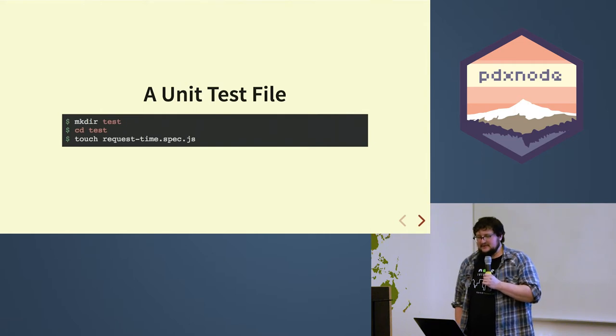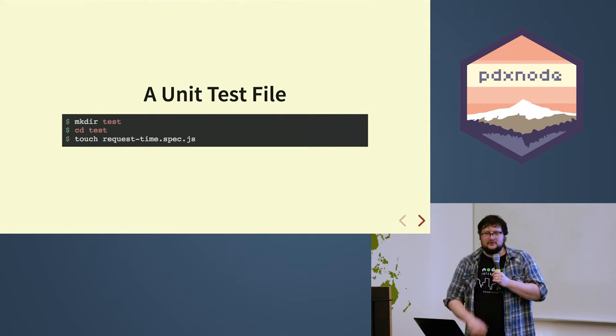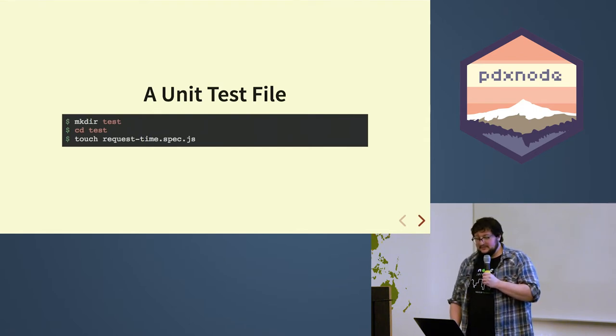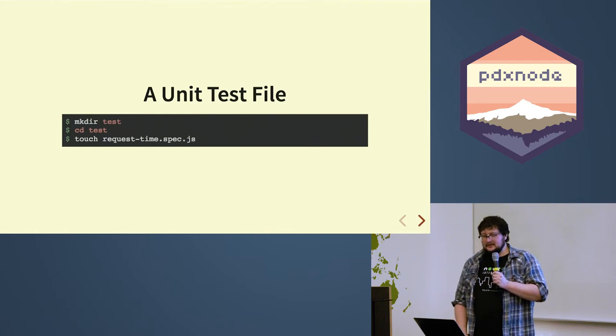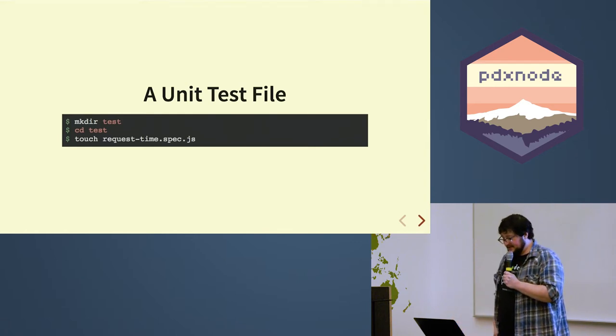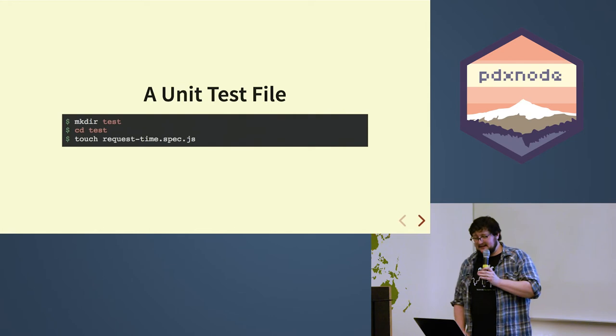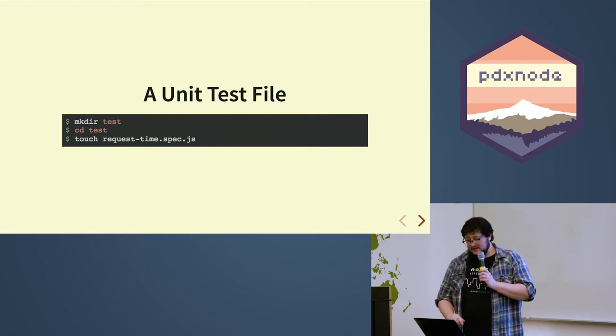But it's a good way to visually tell, oh, this is a test and not a source file. Some people like to put them next to the source files, which is another way to do it. But anyway, by default, it looks in this test directory. And the file we're going to create is request-time.spec.js, which will contain unit tests for this middleware.